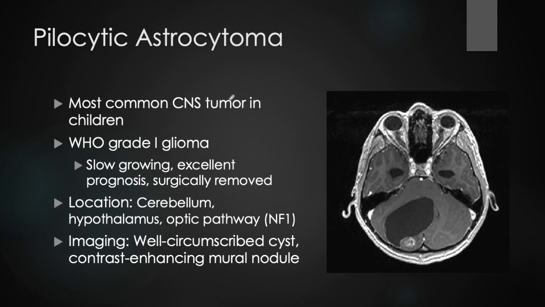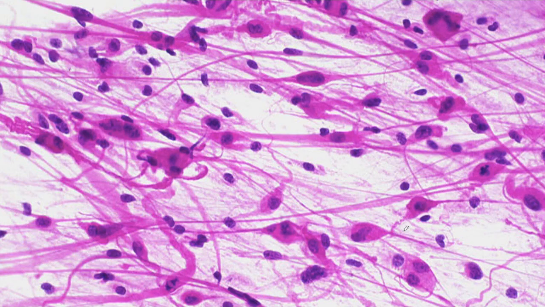On imaging, pilocytic astrocytomas appear as a sharply demarcated cyst, generally in the cerebellum. They have a mural nodule on the side of the cyst that enhances with CT iodinated contrast or MRI gadolinium contrast. The cells in pilocytic astrocytomas appear somewhat similar to astrocytes, even if it is not known what the true cell of origin is. Like astrocytes, they have bland oval nuclei.